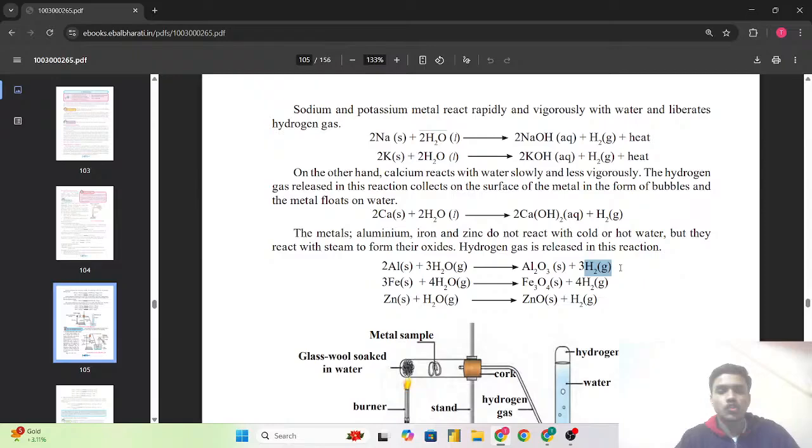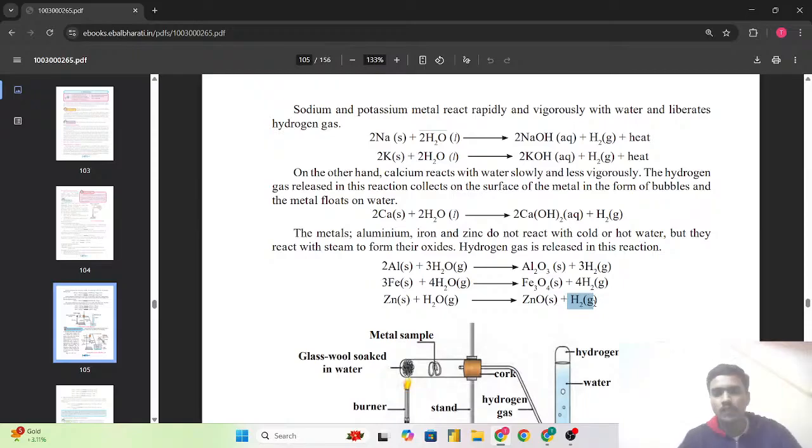gas is evolved. So iron when it reacts with H2O, that is water, leads to the formation of iron oxide or ferric oxide, Fe3O4 plus 4H2. And zinc when it reacts with the H2O leads to the formation of zinc oxide and hydrogen gas is given out. So here, as we can see, different numbers of molecules of hydrogen gas are given out. This is because of the balancing of the chemical reaction.